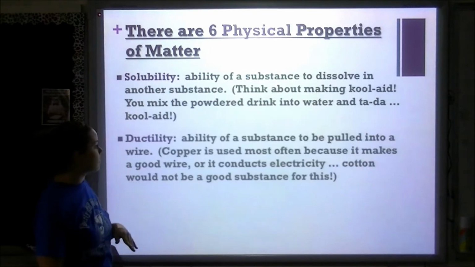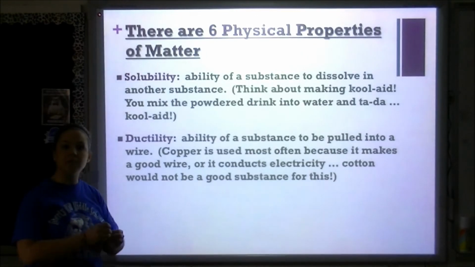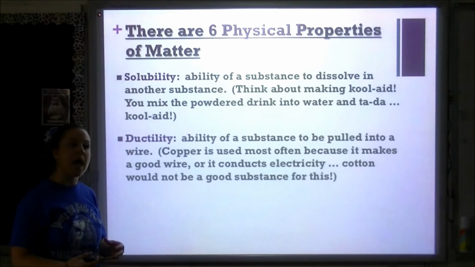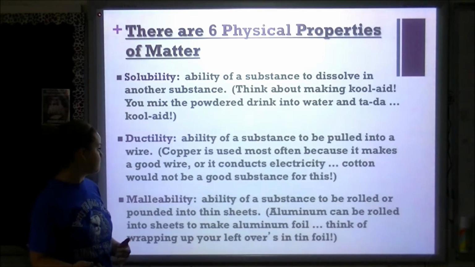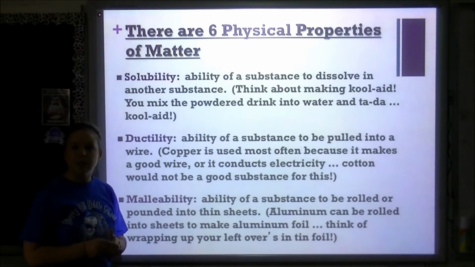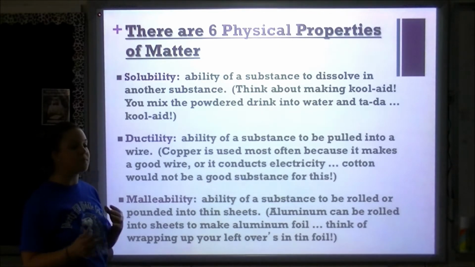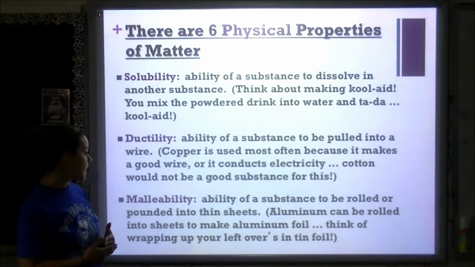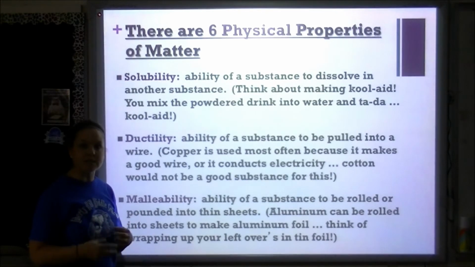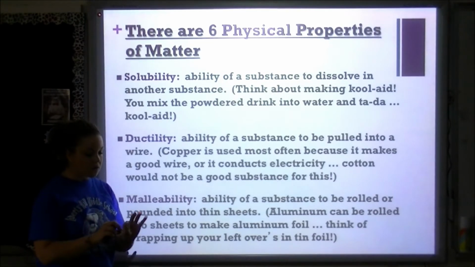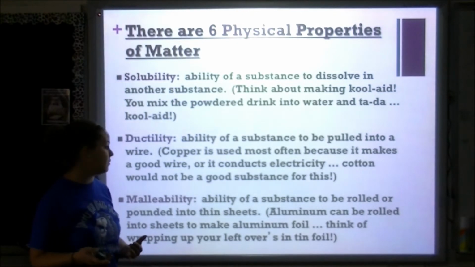That's strictly physical. And ductility, another new vocabulary word. Ductility means being able to be pulled into a wire. And the best example that I can give for this would be copper wiring. And malleability, another new vocabulary word. Malleability is the ability to be rolled into a thin sheet. One of the most common examples that I give for this is aluminum foil or aluminum. Aluminum can be pounded out into that tiny thin sheet, and we use it for aluminum foil.